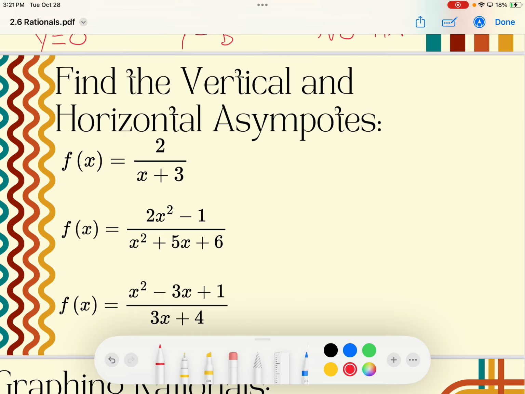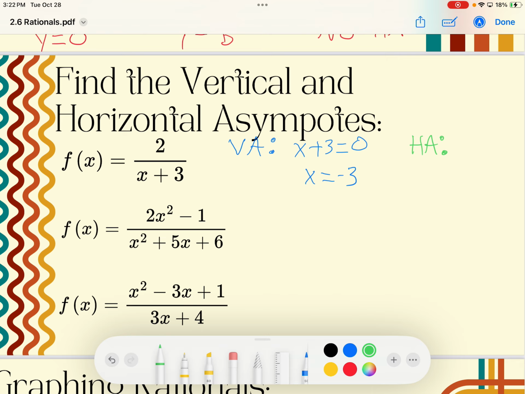So on our first one, we're going to find our vertical asymptotes first. And remember, we said that our vertical asymptote is where g of x equals 0. And g of x is whatever's on bottom. So in this case, our g of x is x plus 3. So I set that equal to 0. So what do we get for our vertical asymptote? Negative 3.